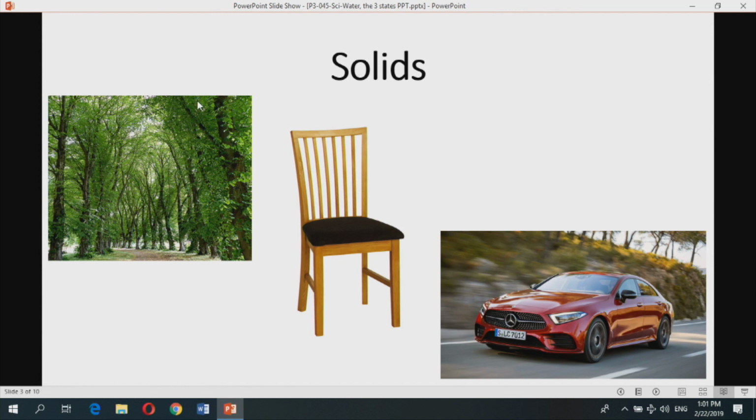Solids. Solids are things you can feel and hold, such as trees, chairs, cars. Anything that you can touch and hold is solid. Pencils, pens, calculator, chair, cup, everything is solid. Ruler, yes, ruler is solid. Anything that we can hold in our hand or touch is solids.